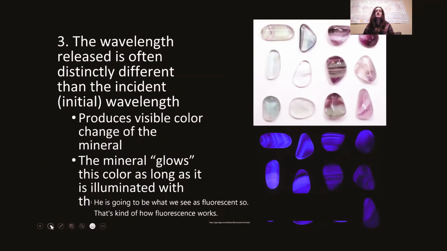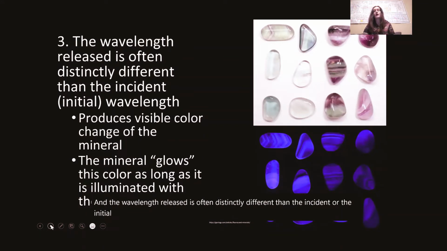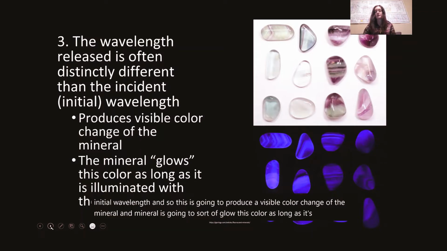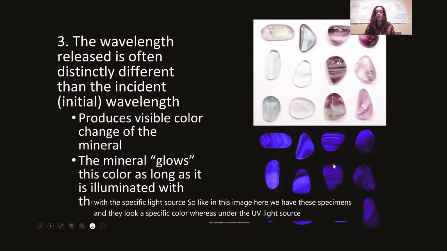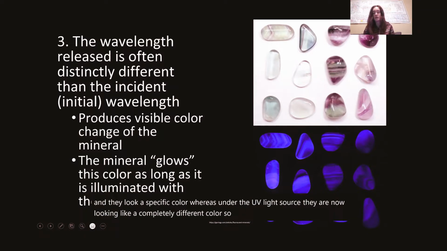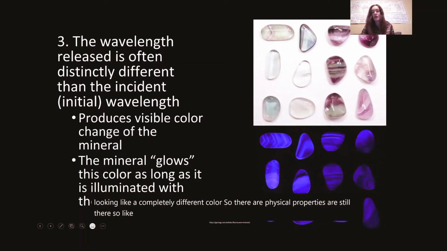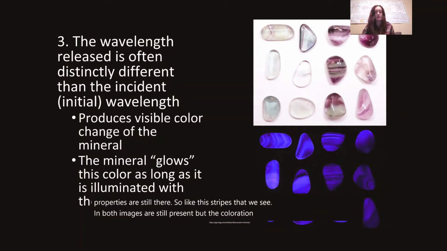And the wavelength released is often distinctly different than the incident or the initial wavelength. So this is going to produce a visible color change of the mineral, and the mineral is going to glow this color as long as it's illuminated with the specific light source. In this image, we have these specimens and they look a specific color, whereas under the UV light source, they're now looking like a completely different color. Their physical properties are still there, like the stripes that we see in both images, but the coloration is significantly different.